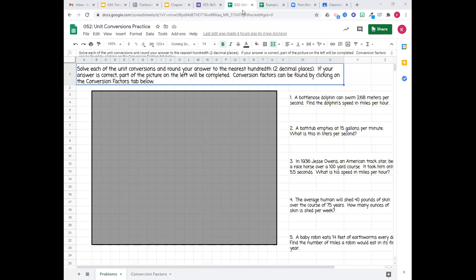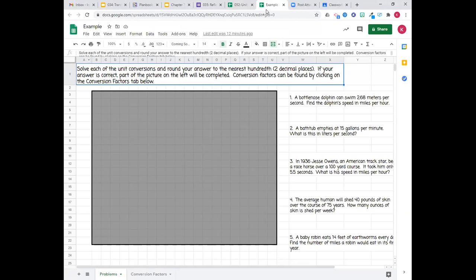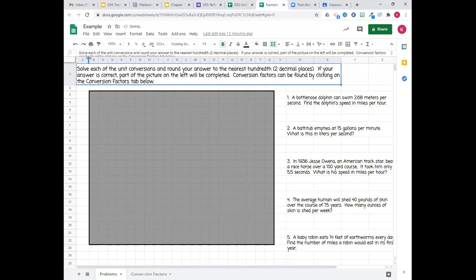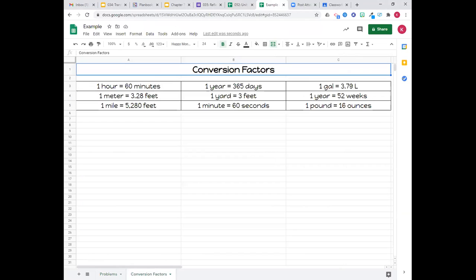All right, so in this practice here, you have this big gray blob here. So this is like a pixel art thing. So we're going to be solving the problems that are on the right. And once you put your answer in, and if you're correct, part of the picture will show up here. Okay, so like the other day, I have conversion factors on the other tab. So we have some conversion factors there that we're going to need.